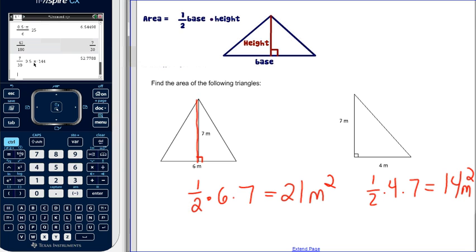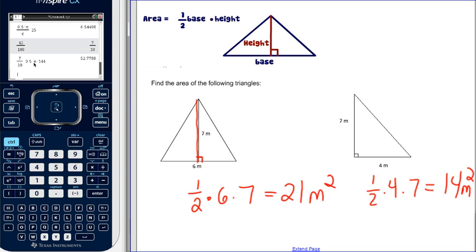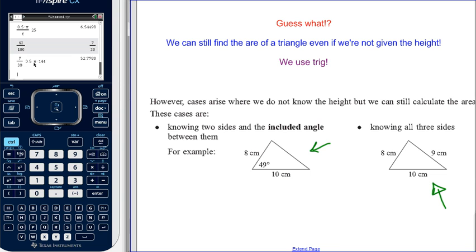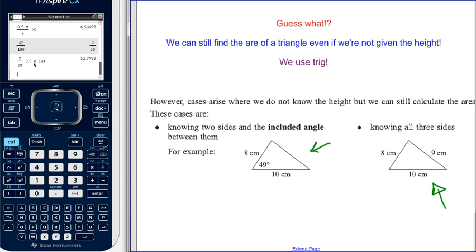Okay, that's great, but we can only use that formula if we're actually given the height. But what about if we have a triangle like this, or a triangle like this, where it's not a right triangle and we don't know the height? We can still find the height of the triangle using trig, and we can still find the area of the triangle using, okay, I'll give you that formula.